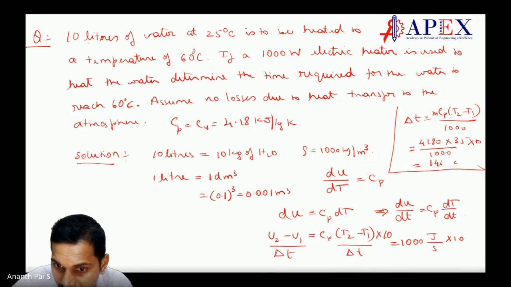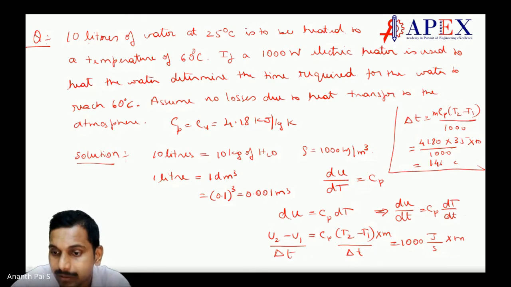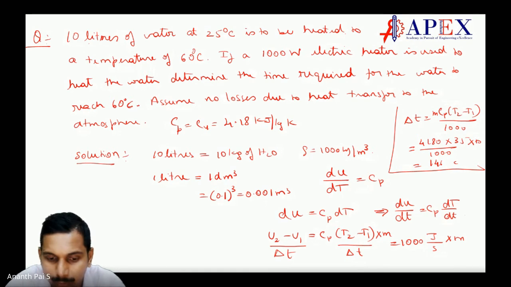Is it not? This m has to be there. Mass has to be there. Whatever the mass is, that has to be multiplied. Okay, so when you get it, 4163. Correct. So 4163 seconds.